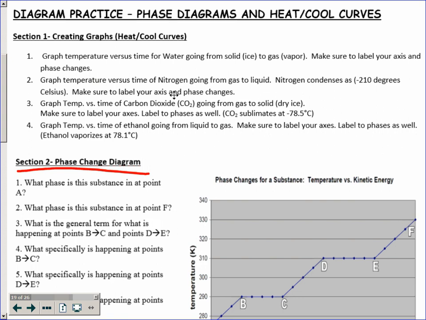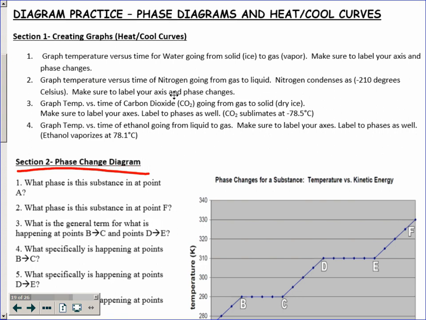Not very many people. So write this down with me because I don't think very many people got there, okay? Graph temperature versus time for water going from solid to gas, right? Make sure to label your axis and phase changes. There's actually another one I want to do, not that one. Number 3, graph temperature versus time of carbon dioxide going from gas to solid.